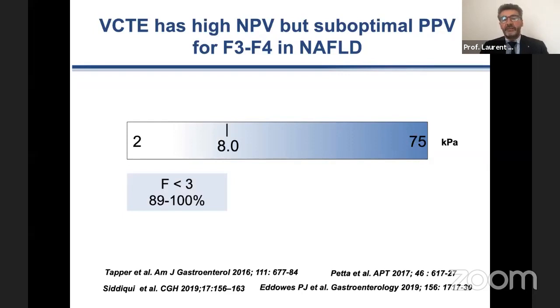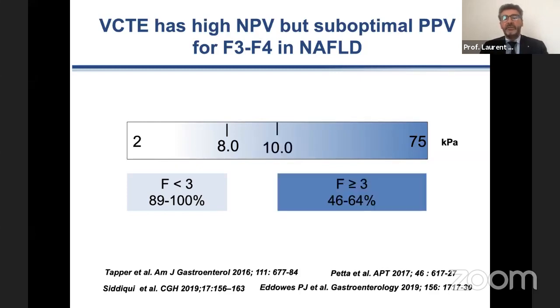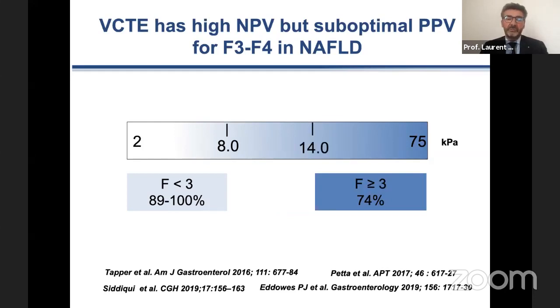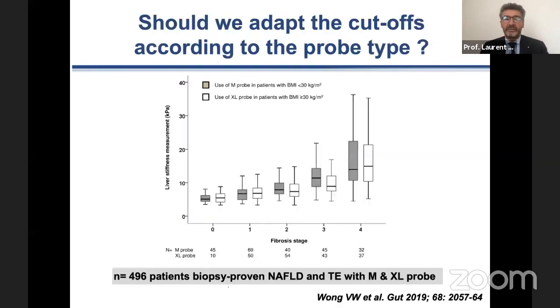You can see if you're below 8 kilopascals, the negative predictive value is very high, above 90%. If you're above 10 kilopascals, so this is the usual definition, you can see that the PPV is a bit disappointing. It's not very high, between 46 and 64%. If you increase the cutoff to 14 kilopascals, you slightly increase the PPV, but still it's less than 75%. And this is an issue that we are not facing, for instance, in viral hepatitis.